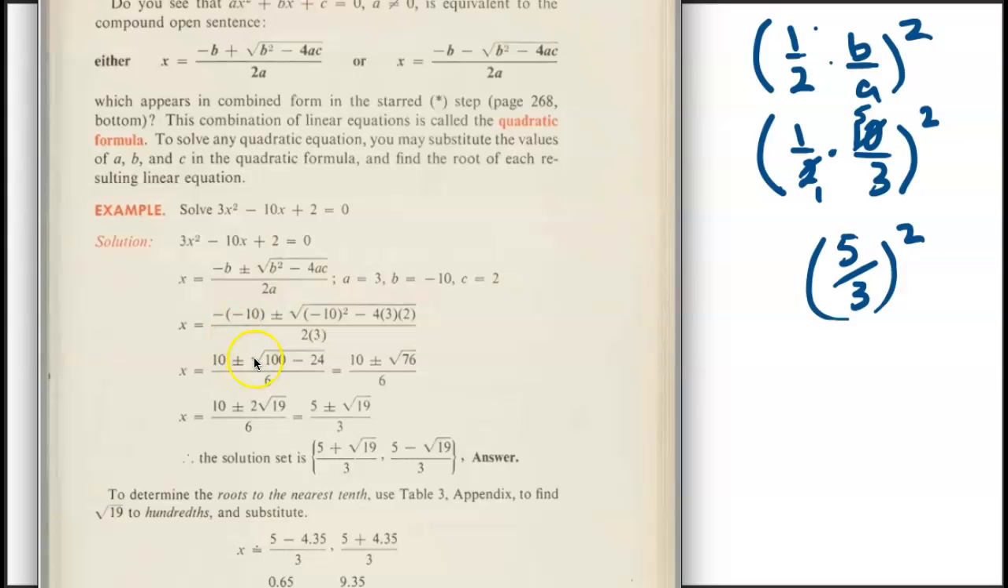You're not substituting properly. That's why it's always best to substitute the value in parentheses, because that keeps the signs straight. So this is negative 10 squared, and then minus 4 times 3 times 2. 3 for a, 2 for c. Downstairs, 2 times 3. So look what happens here, and we end up with this as our answer. Okay, and so this is the quadratic formula.